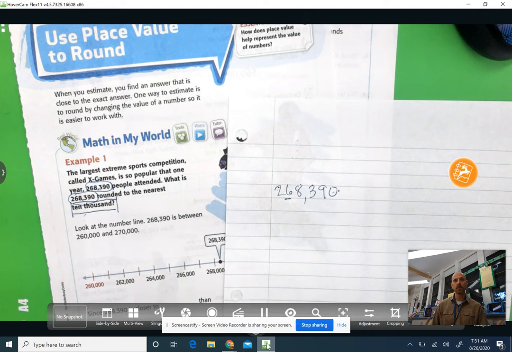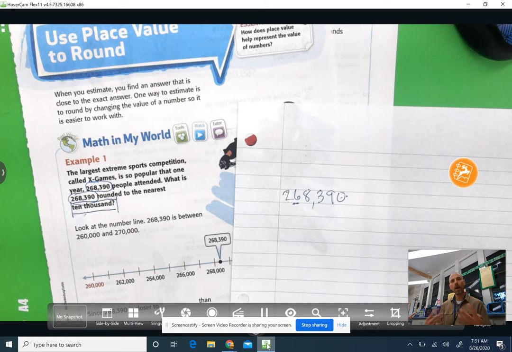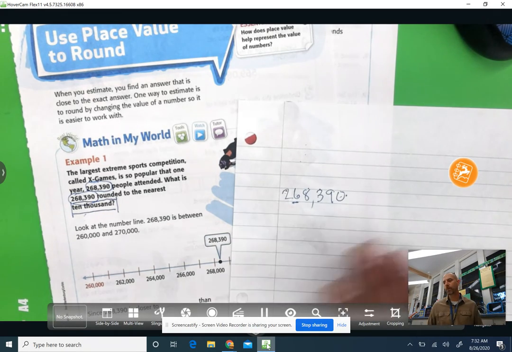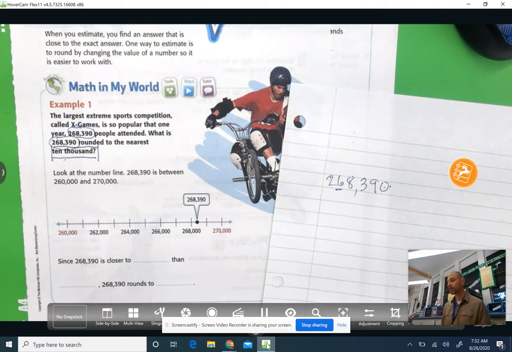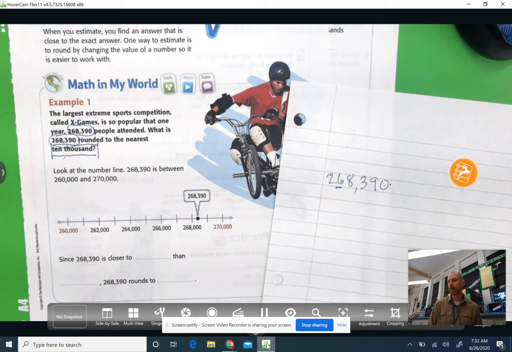It makes it easier to add or subtract or multiply, divide in our head. And when we're rounding numbers, that's what we're trying to do. We are saying it's okay not to use the exact number. Why not round and make it a little bit easier for us to operate with numbers? So we have 268,390, and the first strategy is to use a number line. Okay, and they give us a number line down here on the bottom.